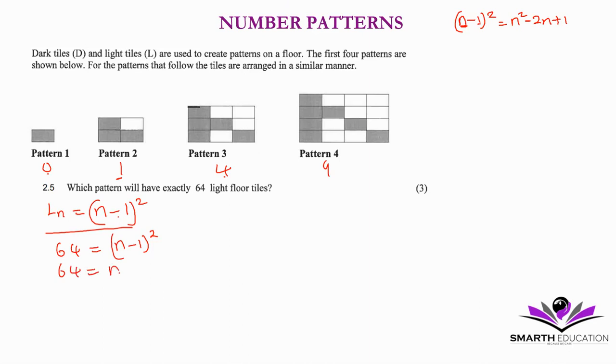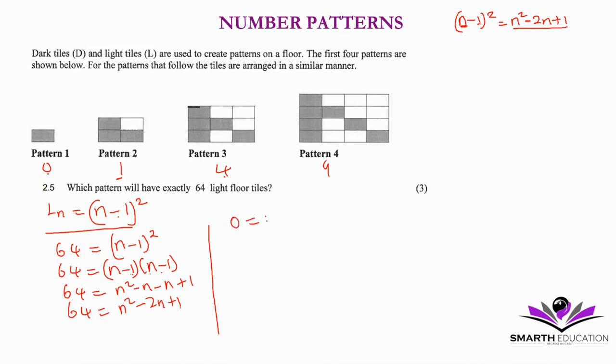64 is equal to (n minus 1) times (n minus 1). That is n times n, n squared, n times negative 1, negative n, negative 1 times n, negative n, negative 1 times negative 1 is positive 1. Then you get 64 is equal to n squared minus 2n plus 1. To see that we're getting our n squared minus 2n plus 1, 64 can be transposed to the right hand side. So 0 is equal to n squared minus 2n, and 1 minus 64 is negative 63.